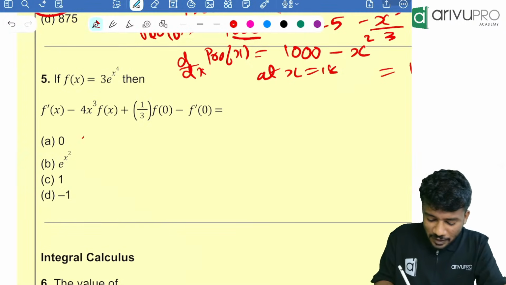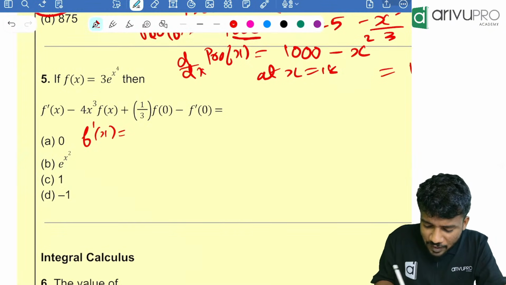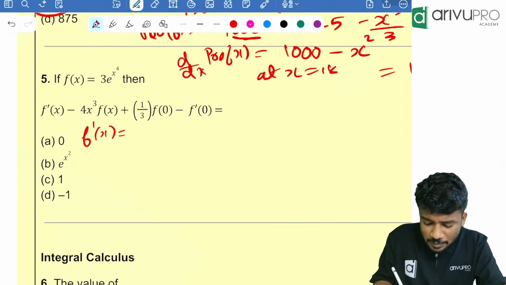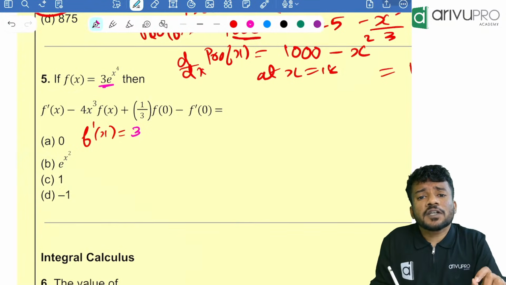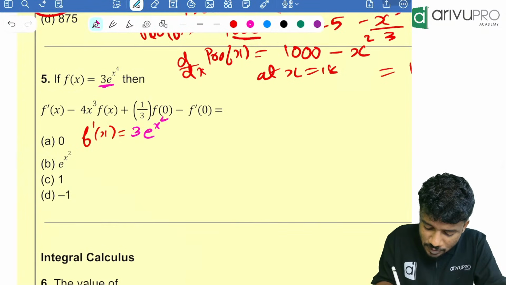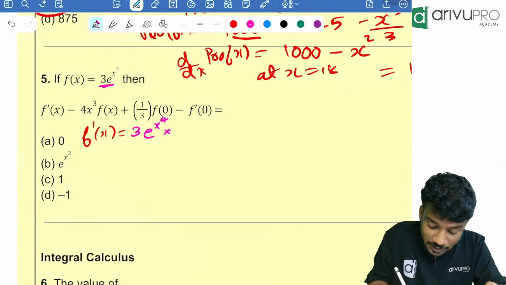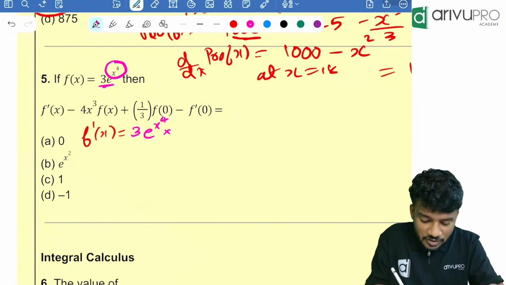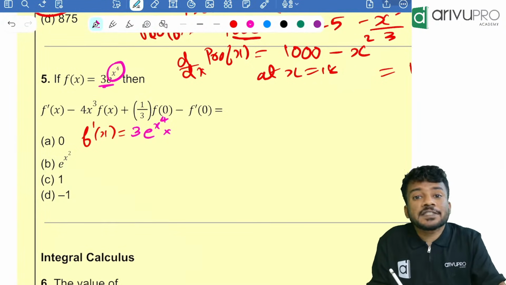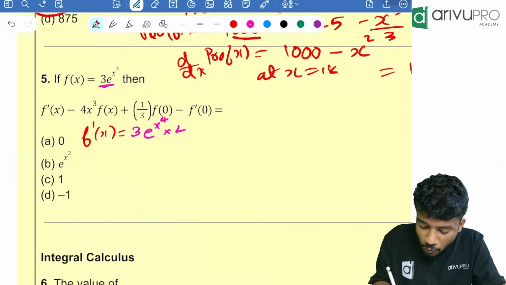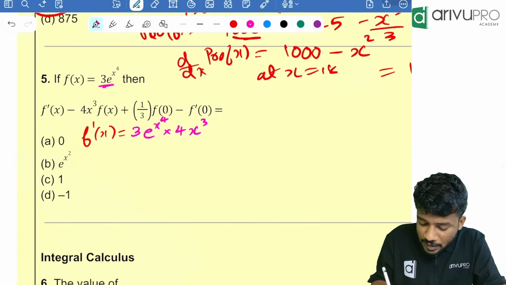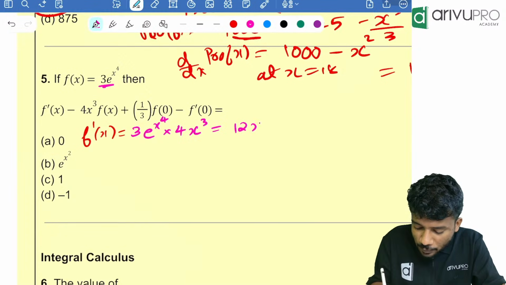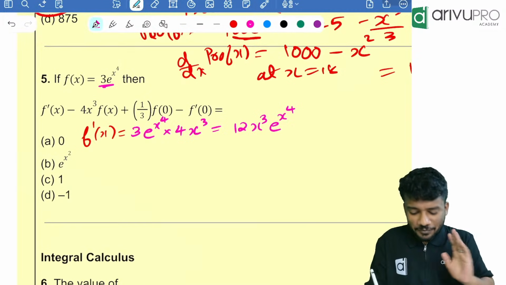First of all, we need to find f dash of x. f dash of x is what? So that is nothing but the derivative of this value. Derivative of this value is how much? 3 into, derivative of e raised to x raised to 4 is how much? e raised to x raised to 4 into, we need to take the derivative of the function inside the function, right? What is the derivative of x raised to 4? That is nothing but 4x raised to 3. That is equal to how much? 12x cube e raised to x raised to 4. So we have f dash of x.